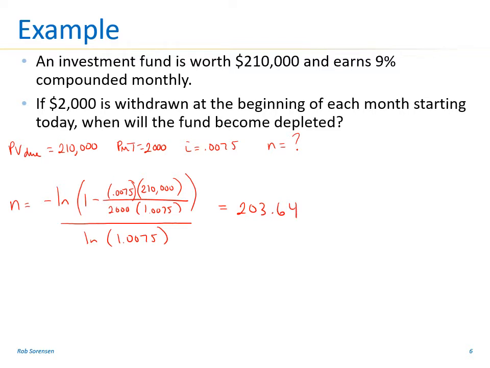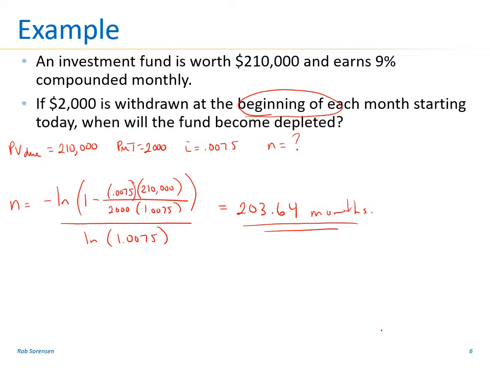The question now: 203.64 what? I know it's time, but what time frame am I dealing with? I'm withdrawing money every month, so this must come out in months, isn't it? So that's the inputs I used. 203 months. Actually a good chunk longer than the 105 that we talked about earlier.